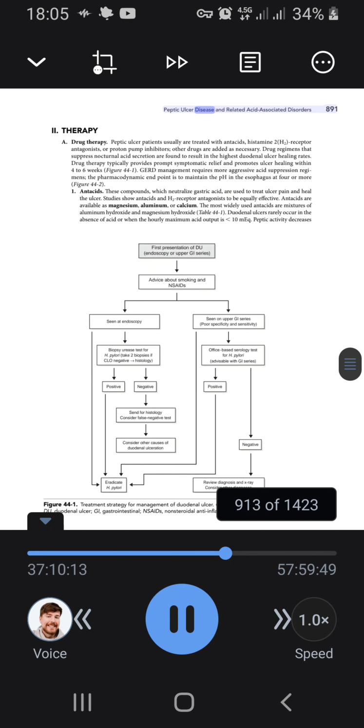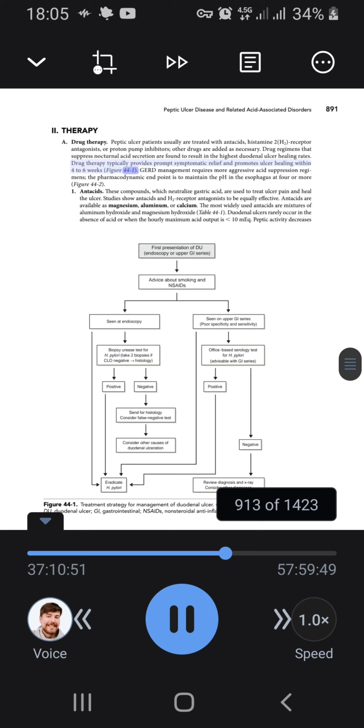Second, therapy. Drug therapy. Peptic ulcer patients usually are treated with antacids, histamine 2 (H2) receptor antagonists, or proton pump inhibitors. Other drugs are added as necessary. Drug regimens that suppress nocturnal acid secretion are found to result in the highest duodenal ulcer healing rates. Drug therapy typically provides prompt symptomatic relief and promotes ulcer healing within 4 to 6 weeks.